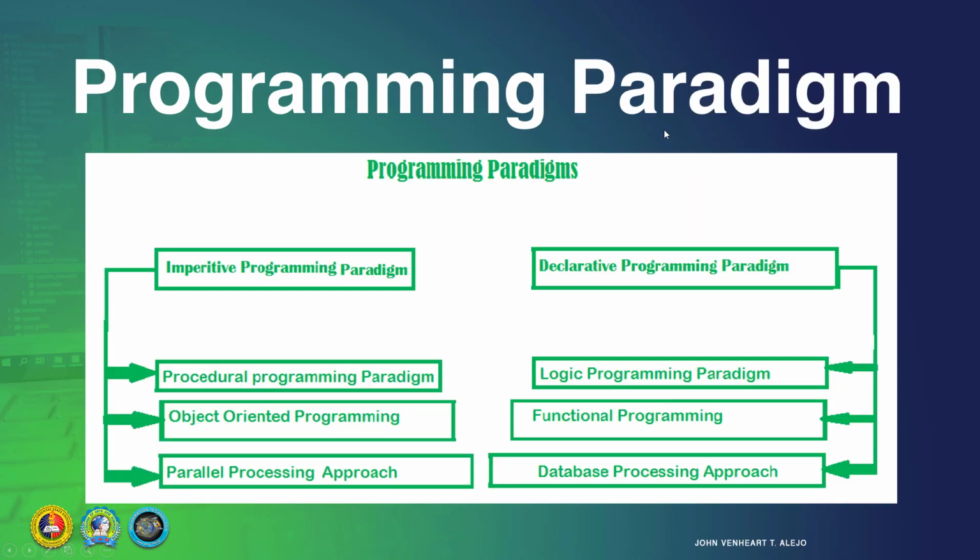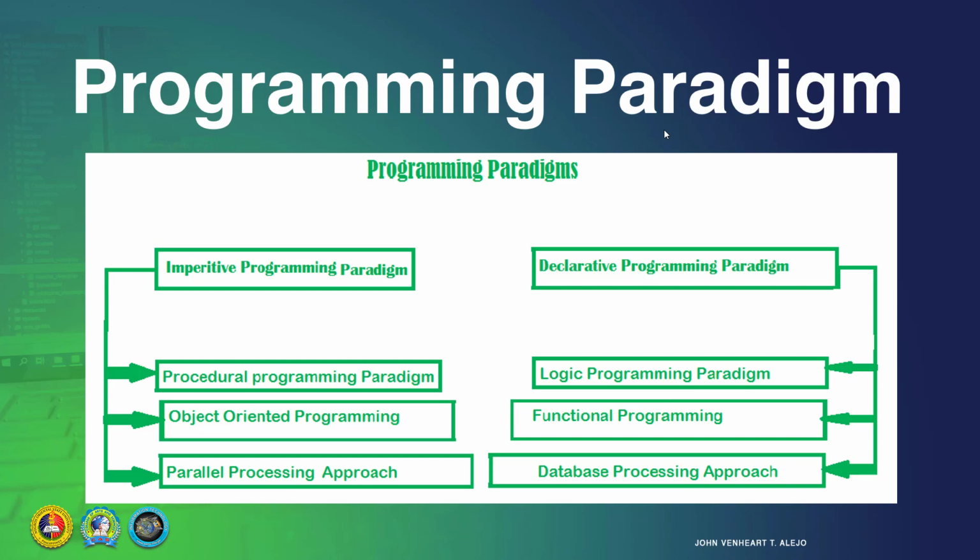Okay, which is the programming paradigm. So we all know that there are different kinds of languages available in programming. But before that, we need to understand that there are kinds of programming. Basically there are two major kinds or types of programming, how we program. We have the imperative programming paradigm and the declarative programming paradigm.